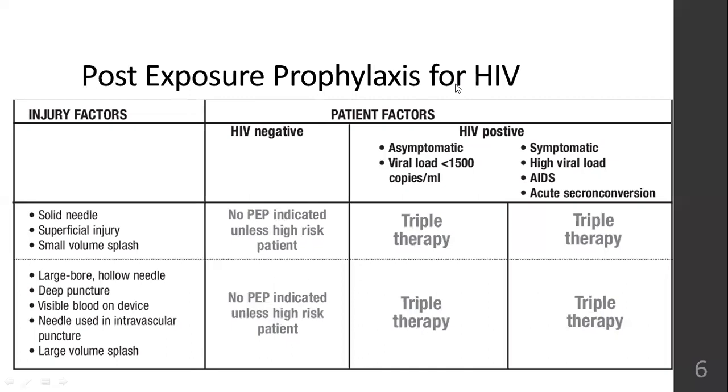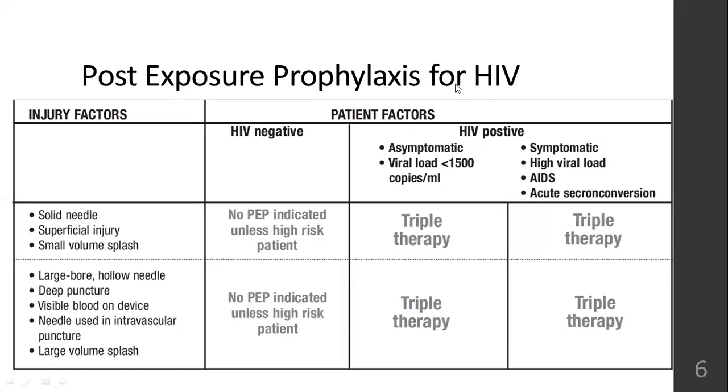It also depends on the grade of injury. Is it a superficial injury or a large bore injury? Was there a small volume blood splash or a big volume blood splash? Was it a deep puncture or a superficial puncture by a needle or any sharp object? Based on that, if the blood serum analysis, the ELISA test, has been done and the staff is not positive, it's negative, there is no need to give any post exposure prophylaxis. No antiretroviral drugs should be given if the test is negative.